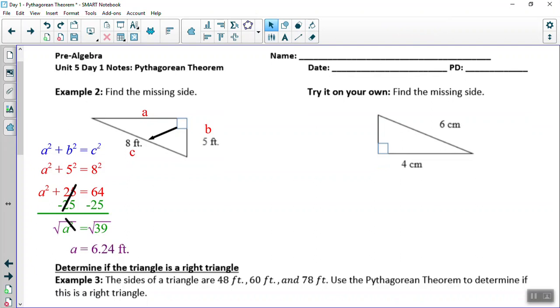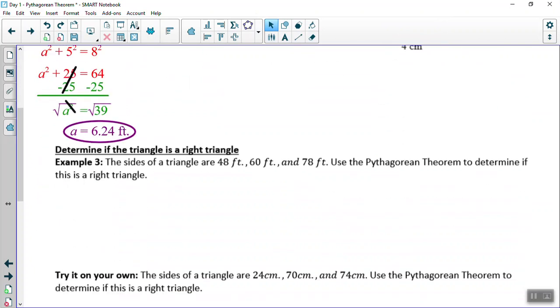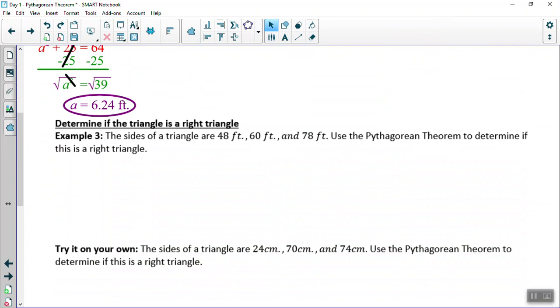6.24. And because these up here are labeled, we have to make sure we label our answer. Since this is 8 feet, 5 feet, then we have to label this one as 6.24 feet. Okay, always label your answers. If the values in the problem are labeled, then you have to label your answers as well. All right, now, one more type of problem, and then you can do your try on your own.